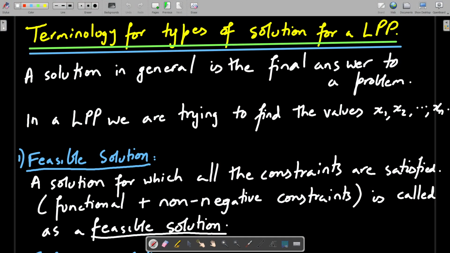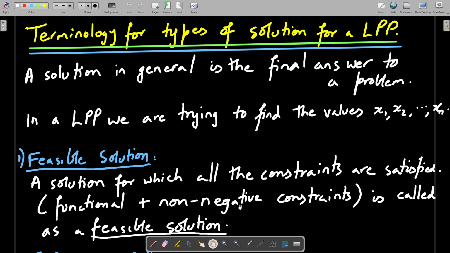With regard to this, there are a couple of definitions. Let us do those definitions. Terminology for types of solutions for a LPP. A solution in general: when you talk of a solution to a problem, you are talking about the final answer you get. When solving a linear programming problem, we try to find the values of x1, x2, x3 up till xn. So far we have done only x1, x2, but we can extend it up till xn. Now when you solve the problem, you will get a solution like this.